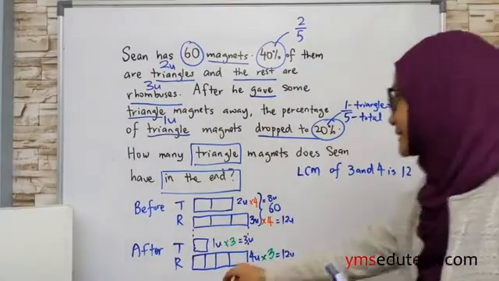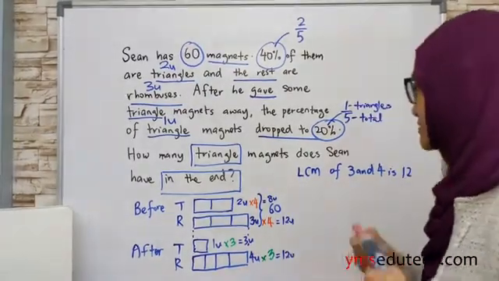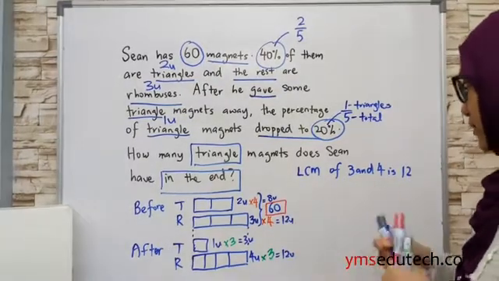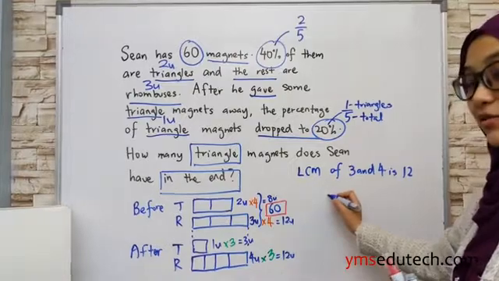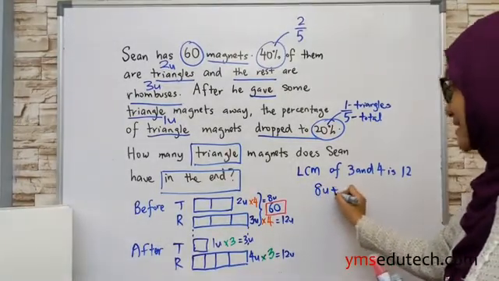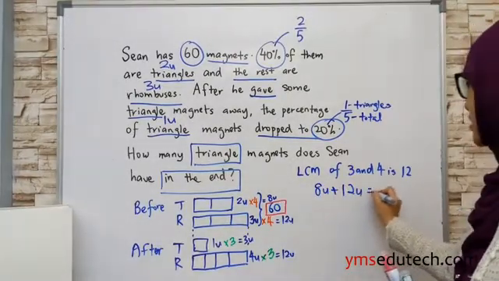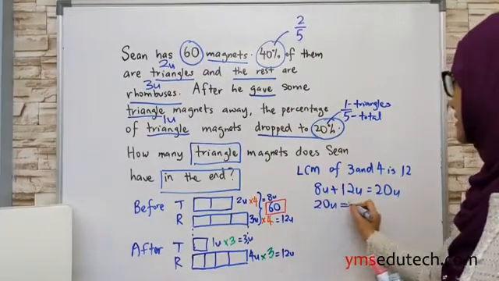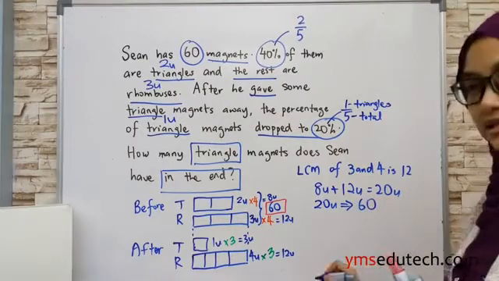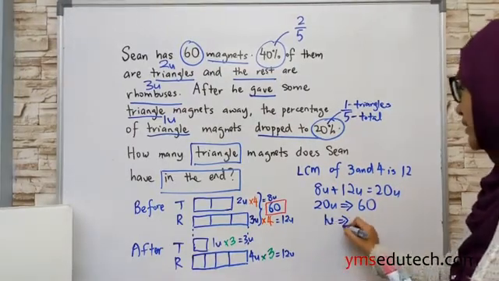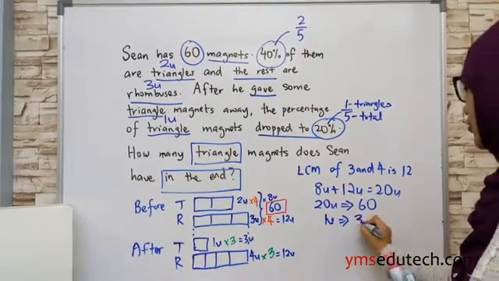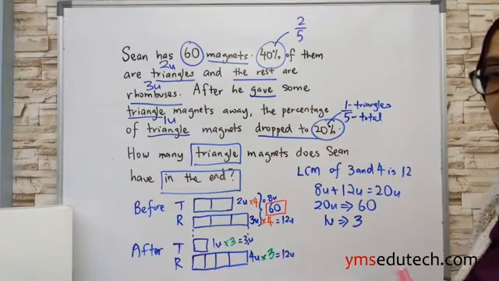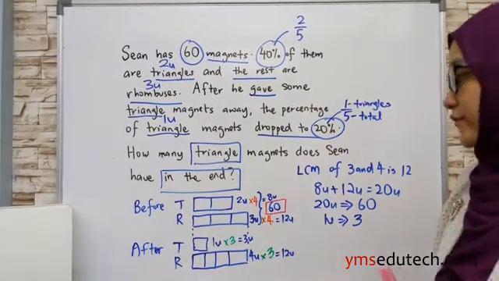What is this 60 magnets representing? How many units does it represent? 12. This is the total, so it will be 8 units plus 12 units, which equals 20 units. So 20 units refers to 60 magnets. Always find 1 unit. 60 divided by 20 is 3. What are we interested in? How many triangles in the end? So how many units of triangles are there in the end?